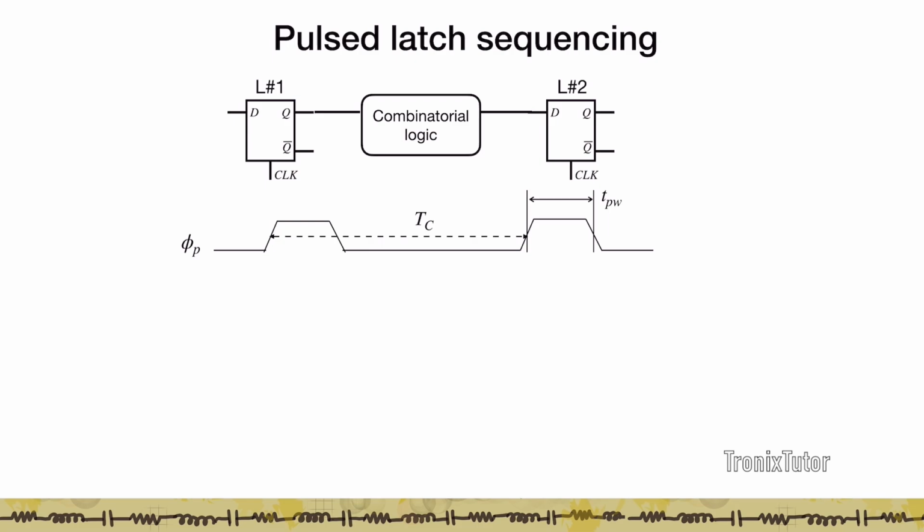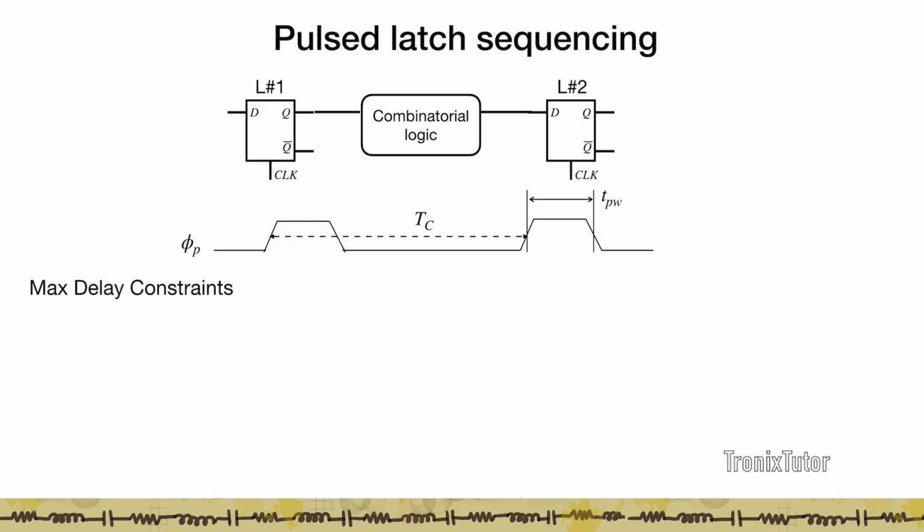Now if you think about it, if you keep increasing the non-overlap time between phi1 and phi2, you eventually create what is known as a pulse latch. That is, you have a clock in which the duty cycle is not 50%, but you have a low duty cycle of the clock. So this is known as pulse latch sequencing, in which the clock appears as a series of pulses with a time period of Tc and with a pulse width of TPW.